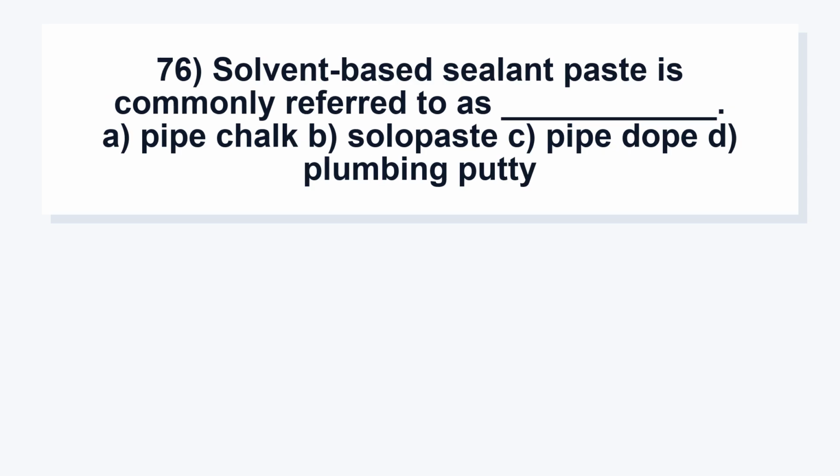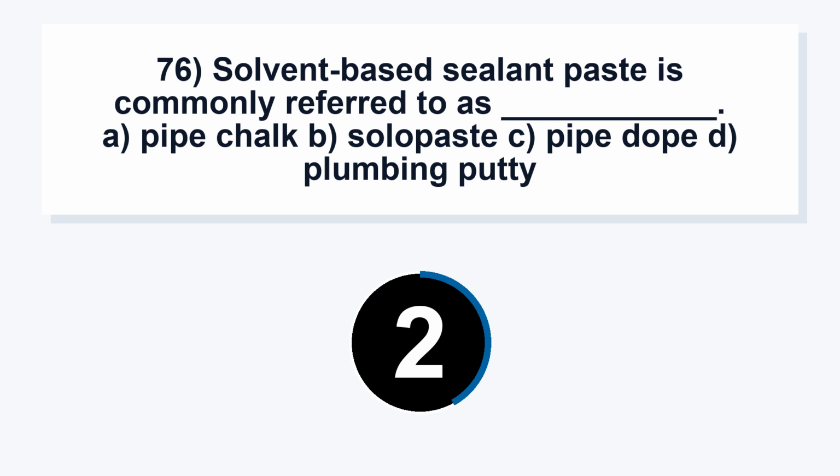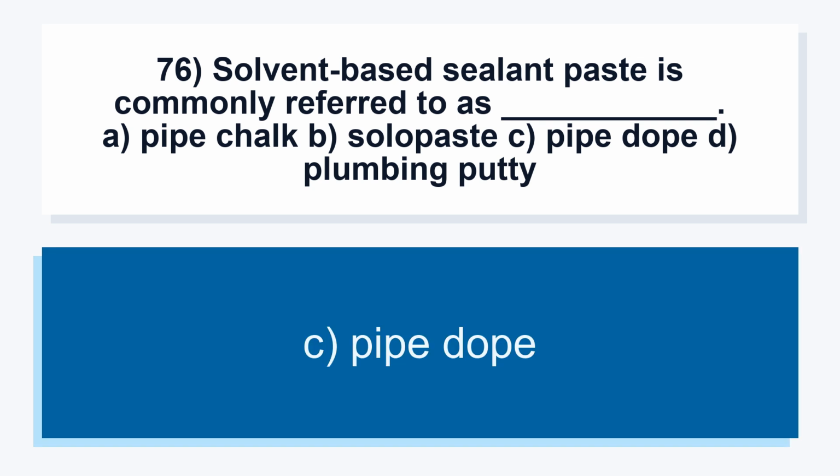76. Solvent-based sealant paste is commonly referred to as: A. Pipe chalk, B. Solo paste, C. Pipe dope, D. Plumbing putty. C. Pipe dope.